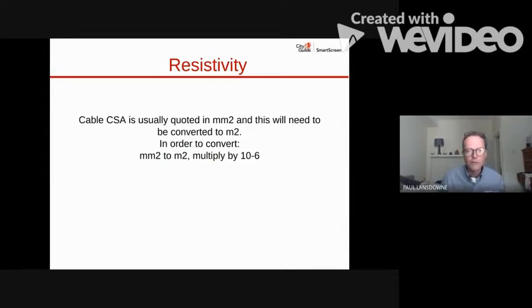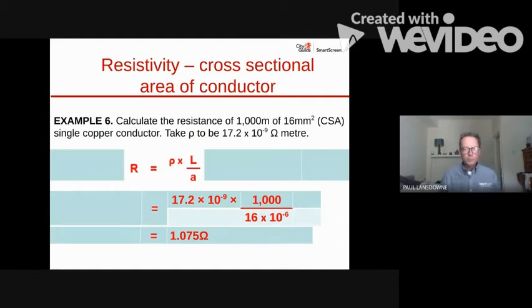Now, we have an example here. Calculate the resistance of 1,000 meters of 16 millimeters squared single copper conductor, taking rho, the resistivity, as 17.2 times 10 to the minus 9. Now that does look quite daunting.